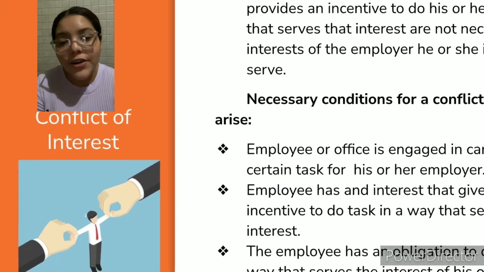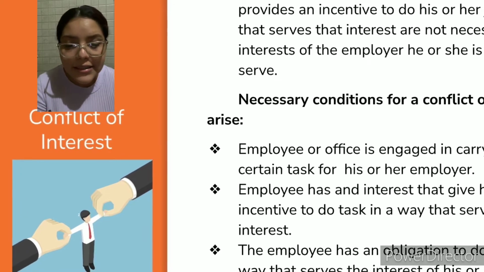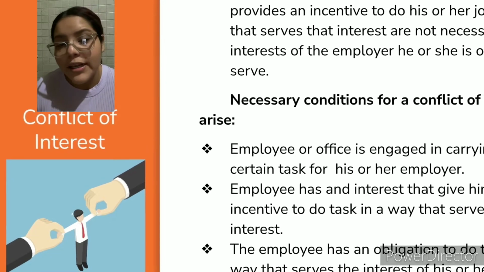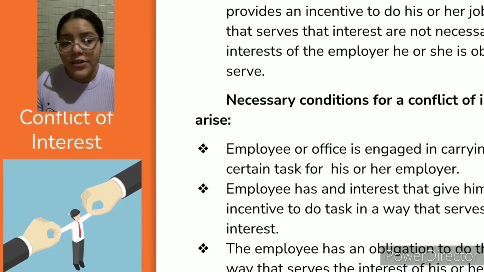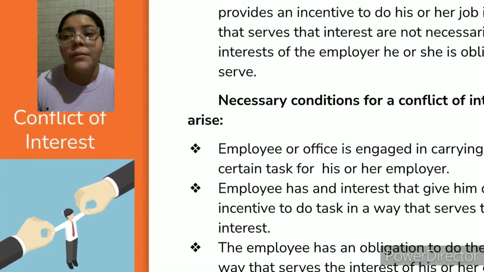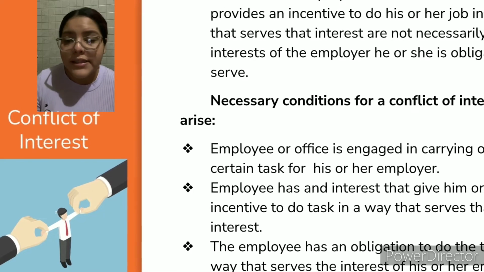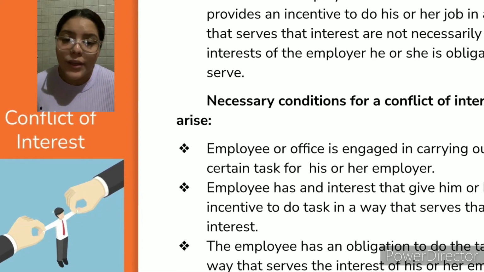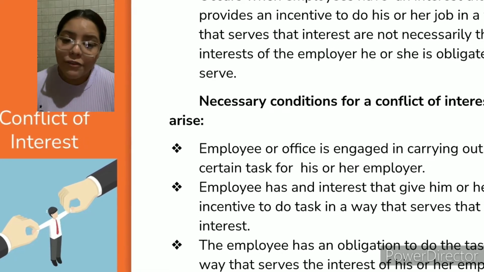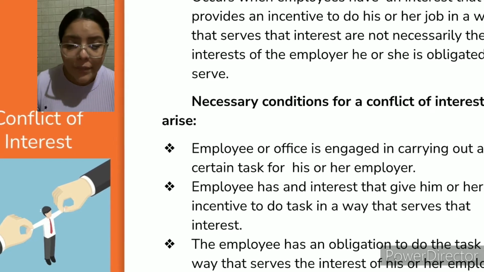Conflict of interest occurs when an employee has an interest that provides an incentive to do his or her job in a way that serves their personal interest but not necessarily the interest of an employer, a fellow employee, or the organization he or she is obligated to. For example, an employee helps himself by hurting his employer by taking money from the company to purchase inferior goods for his own company.